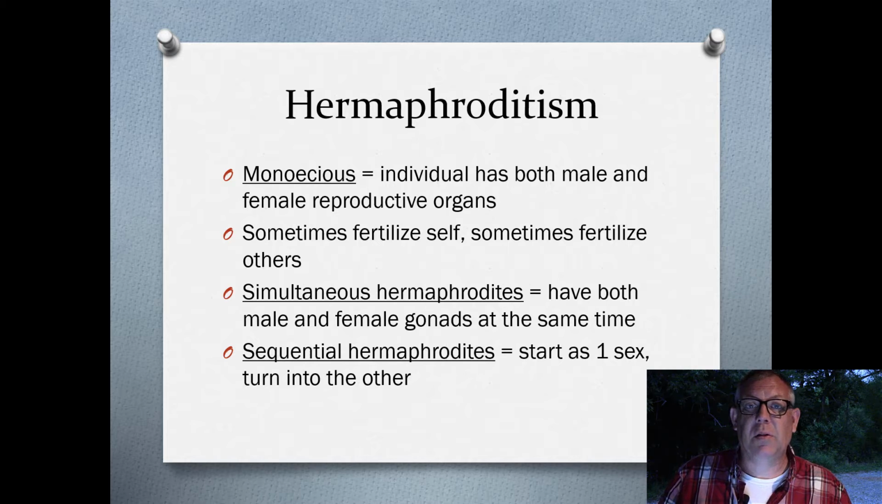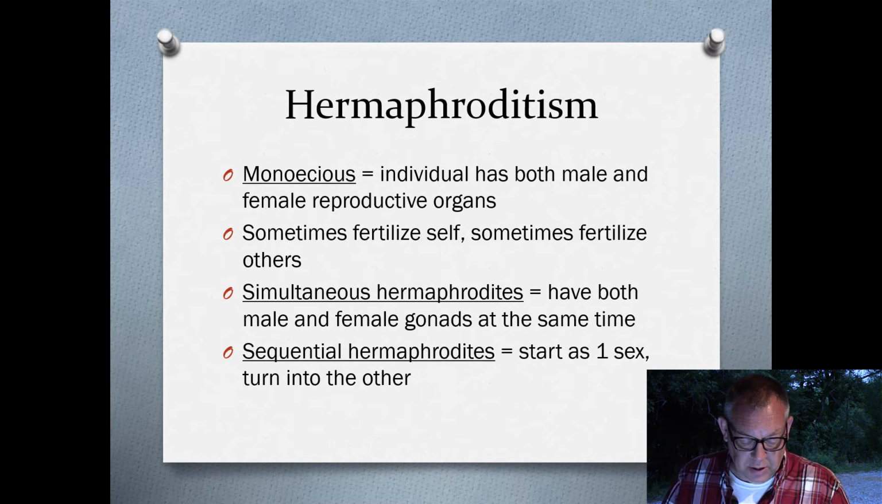Sequential hermaphrodites start out as one sex and then can turn into the other sex, and in some species can turn back. And we'll talk about that in a second.